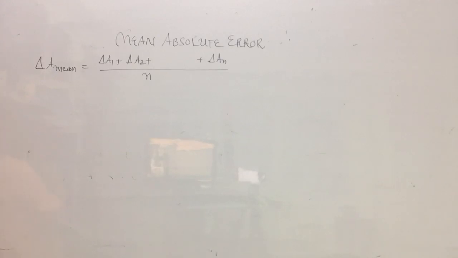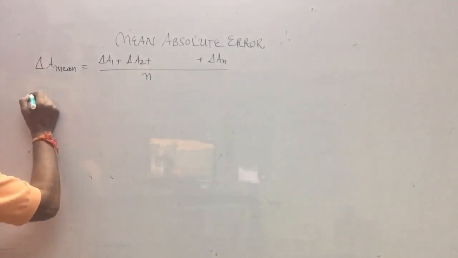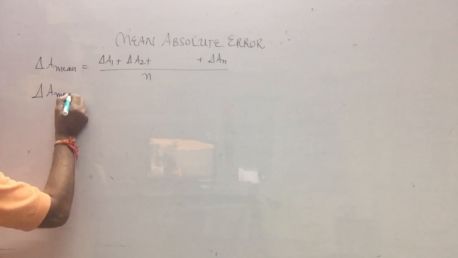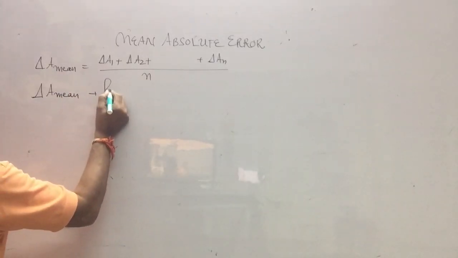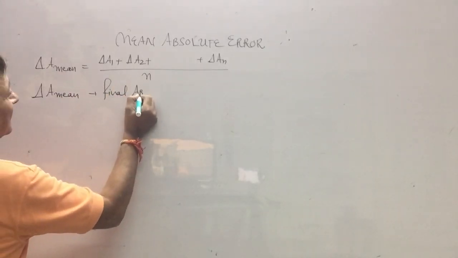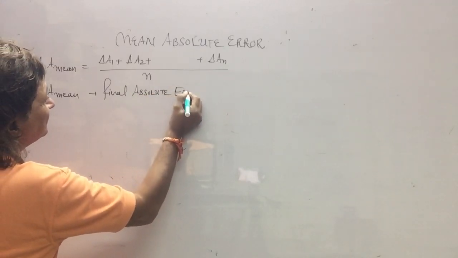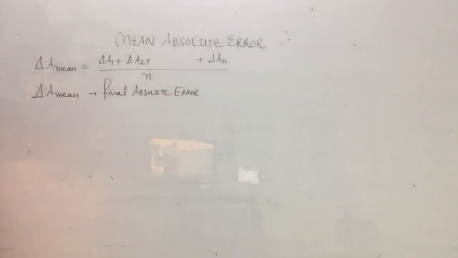Yes, sir. This is called mean absolute error. Delta A mean is also called final absolute error. It is also called final absolute error.